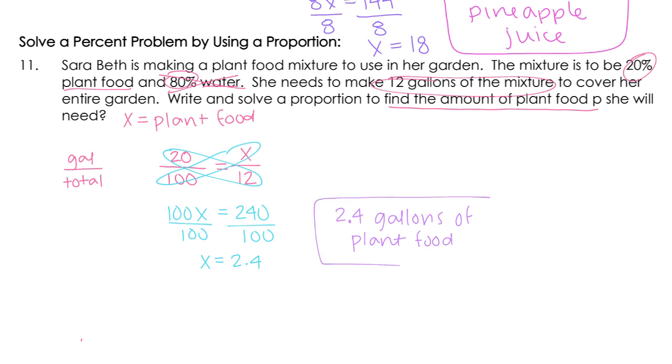Now, I do want to make something else very clear here. We are ending up with a decimal in this problem. It does not make sense to say 240 over 100 gallons of plant food. That would just be kind of silly to say out loud. So in word problems, that would be an exception to having decimals for answers.